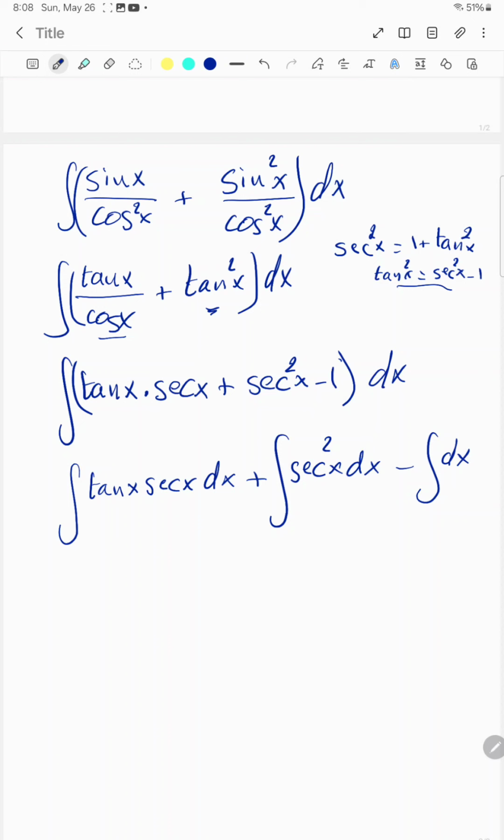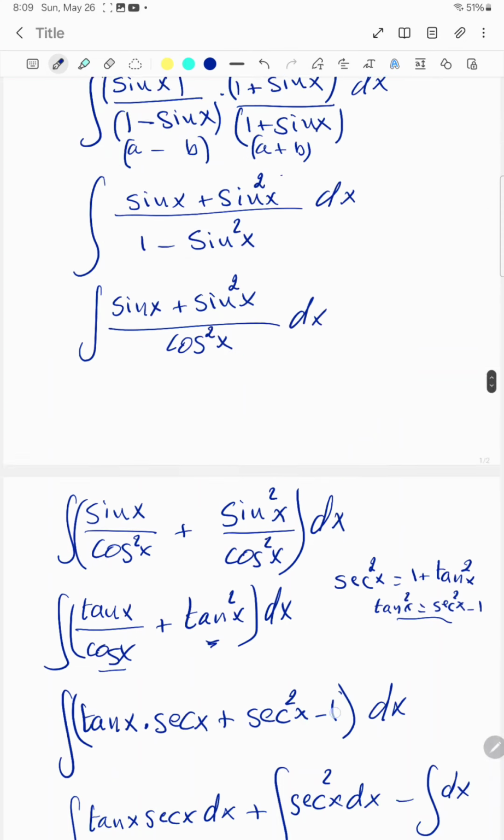I know that it's a formula: the integral of sec of x tan of x is equal to sec of x. And I know the integral of sec square of x is equal to tan of x. I will put the plus c at the end. So plus tan of x. And the integral of dx is x, so minus x plus c. So my integral is equal to that, and that's my final answer.